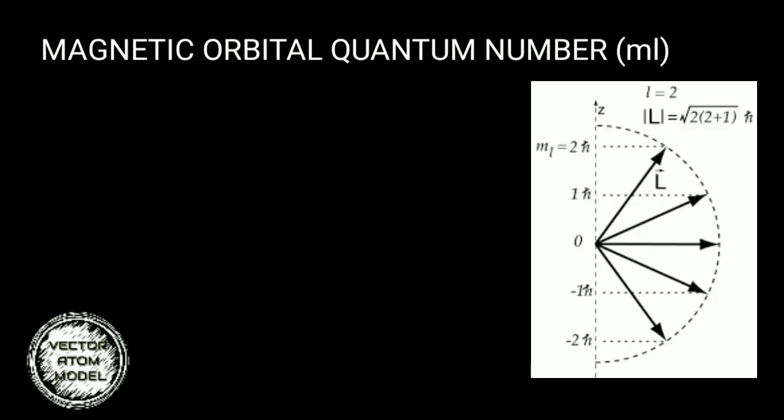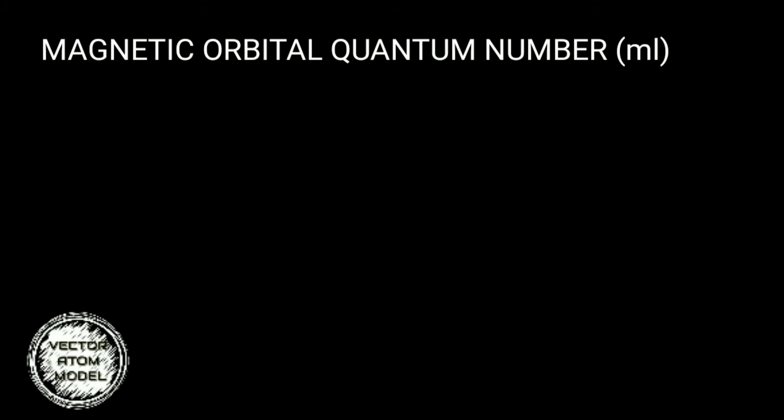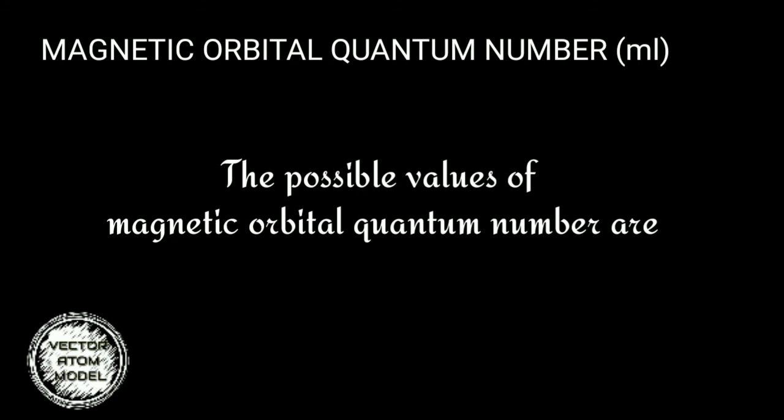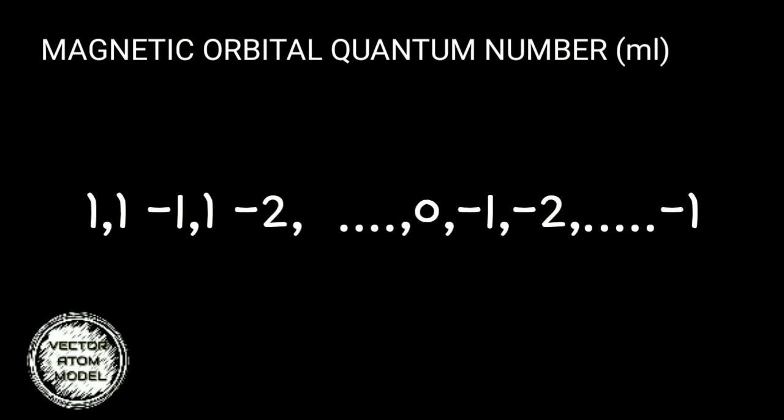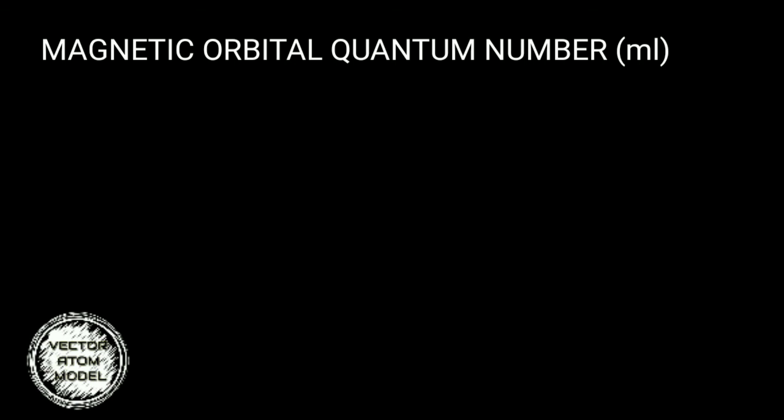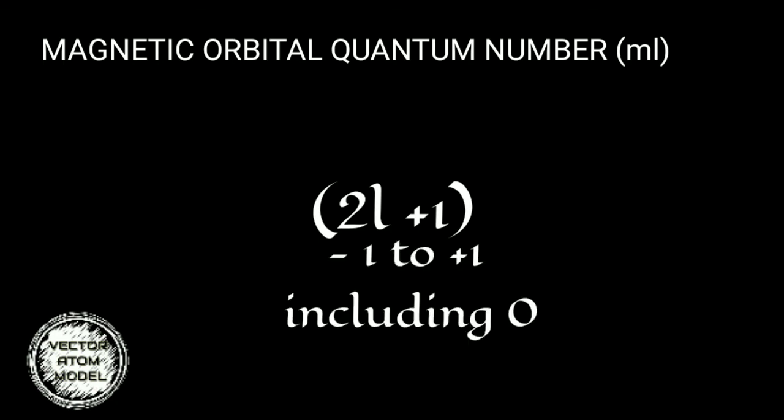The fifth quantum number is the magnetic orbital quantum number. It is represented by the letters ml. The projection of the orbital quantum number l on the magnetic field direction is called the magnetic orbital quantum number. The possible values of the magnetic orbital quantum number are l, l minus 1, l minus 2, etc., up to 0, then minus 1, minus 2, up to minus l. ml may have any of the 2l plus 1 values from minus l to plus l including 0.